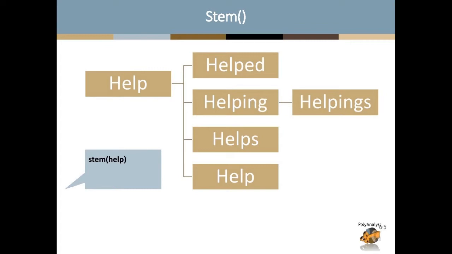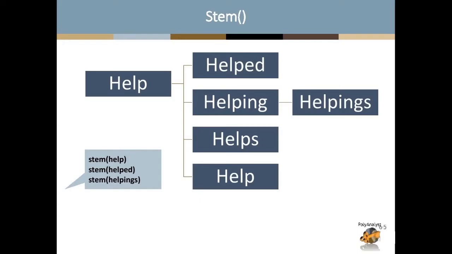If we look for stem helped, what will we find? We'll find all of these. Remember, stem, you don't need to do that anymore. It's just looking for the word and all the morphological expansions of that word. So if I look for help, helped, or helpings, they will all find the same words.